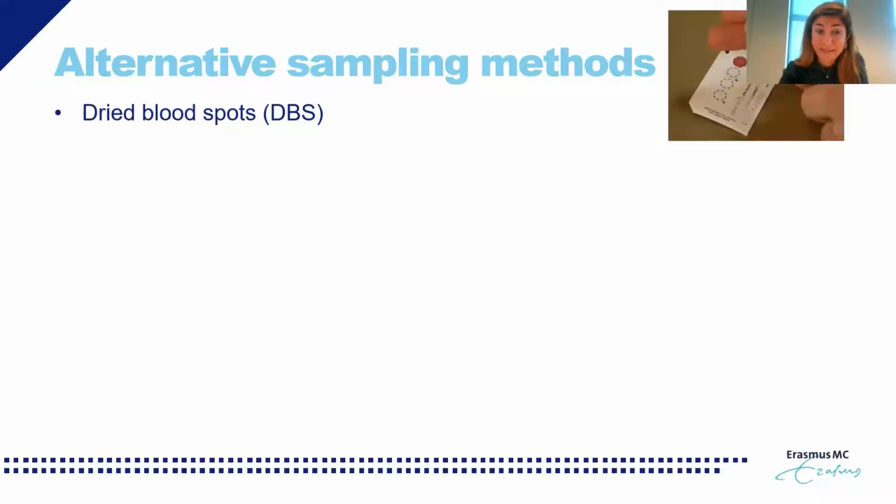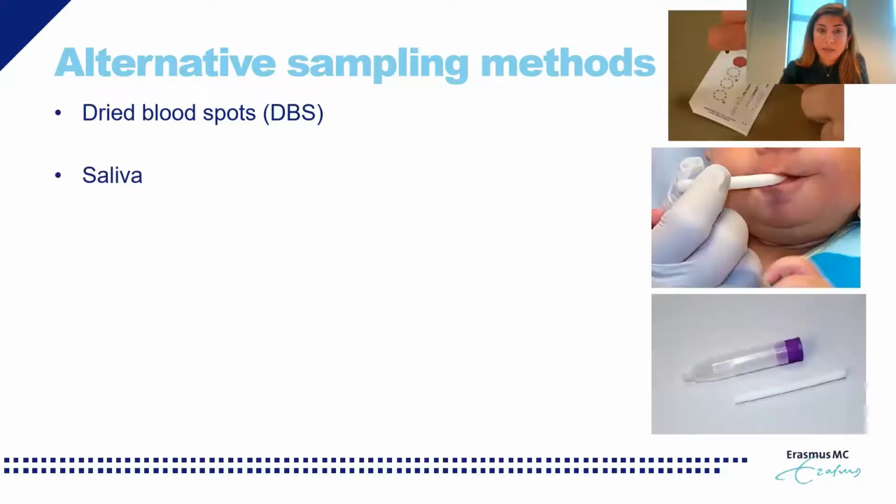And next to DBS, there's also another alternative for blood sampling, which is saliva. Sample collection can be performed using a swab, which is long enough to hold one end while the other end is placed in the mouth. And not the only medical center in the Netherlands which is looking for more alternative sampling methods.